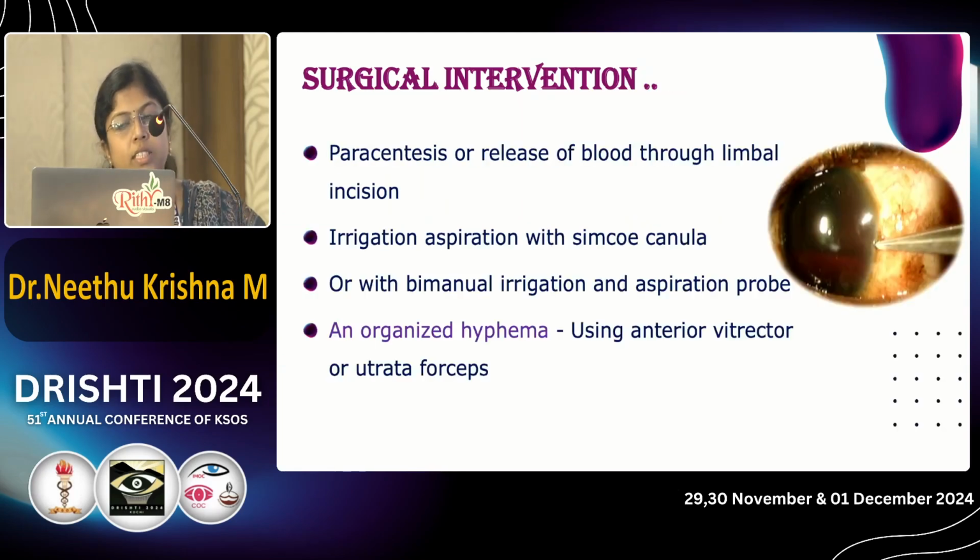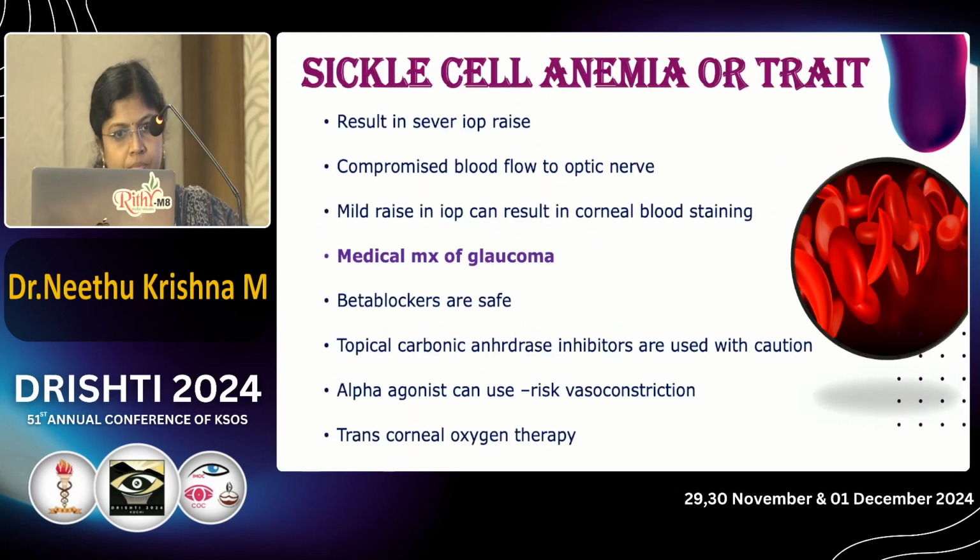The surgical procedures include paracentesis or release of blood through the limbal incision, and also irrigation and aspiration with the Simcoe cannula or with bimanual irrigation aspiration probes. In case of organized hyphema, we use an anterior vitrector or Utrata forceps.